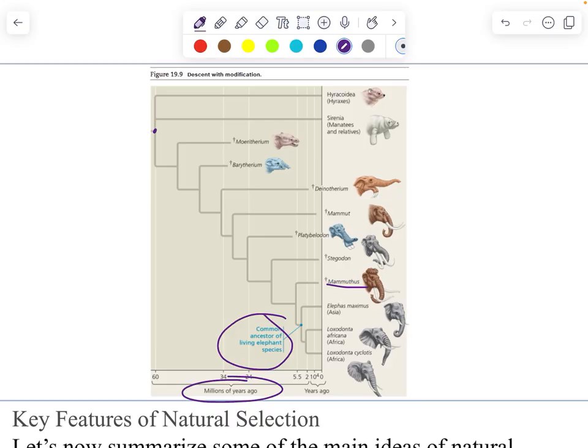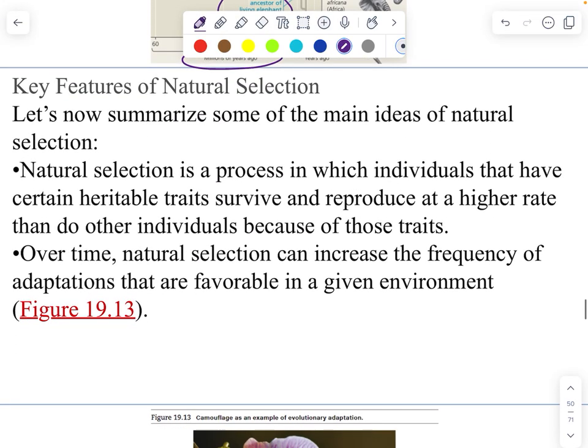And so this is an example of descent with modification. All these living organisms are related, and some of them are extinct. Notice the symbols. But again, related. Let me summarize some of the main ideas.